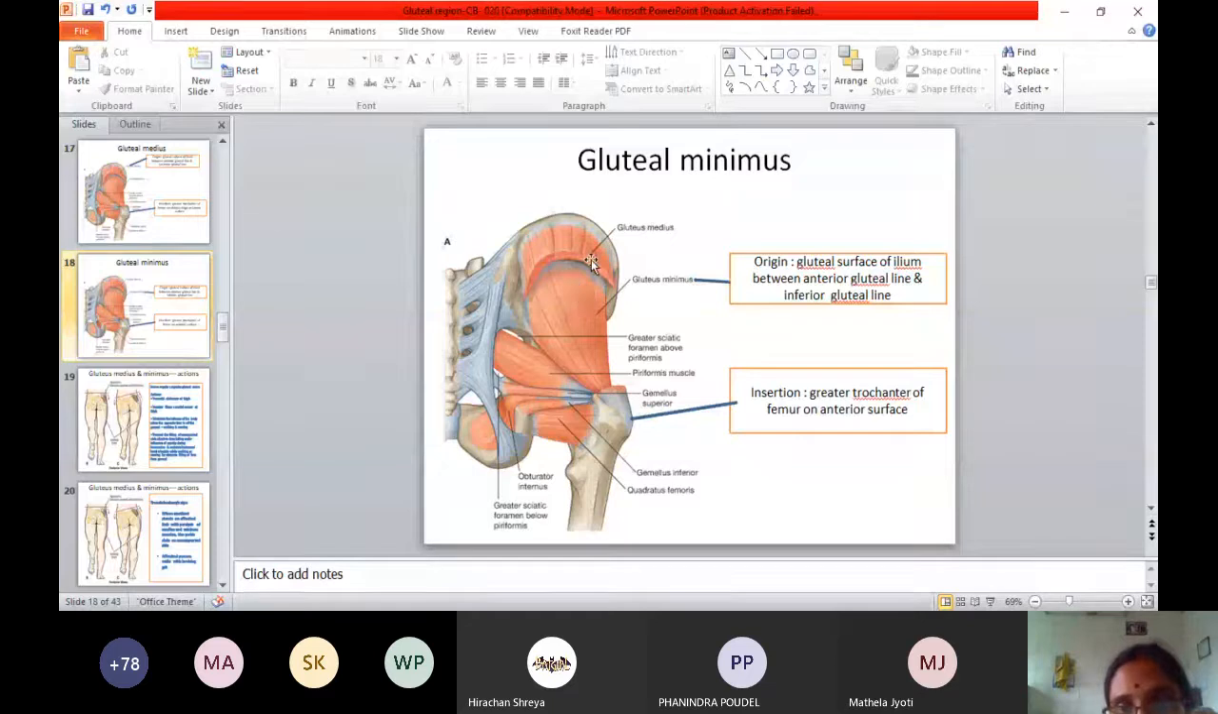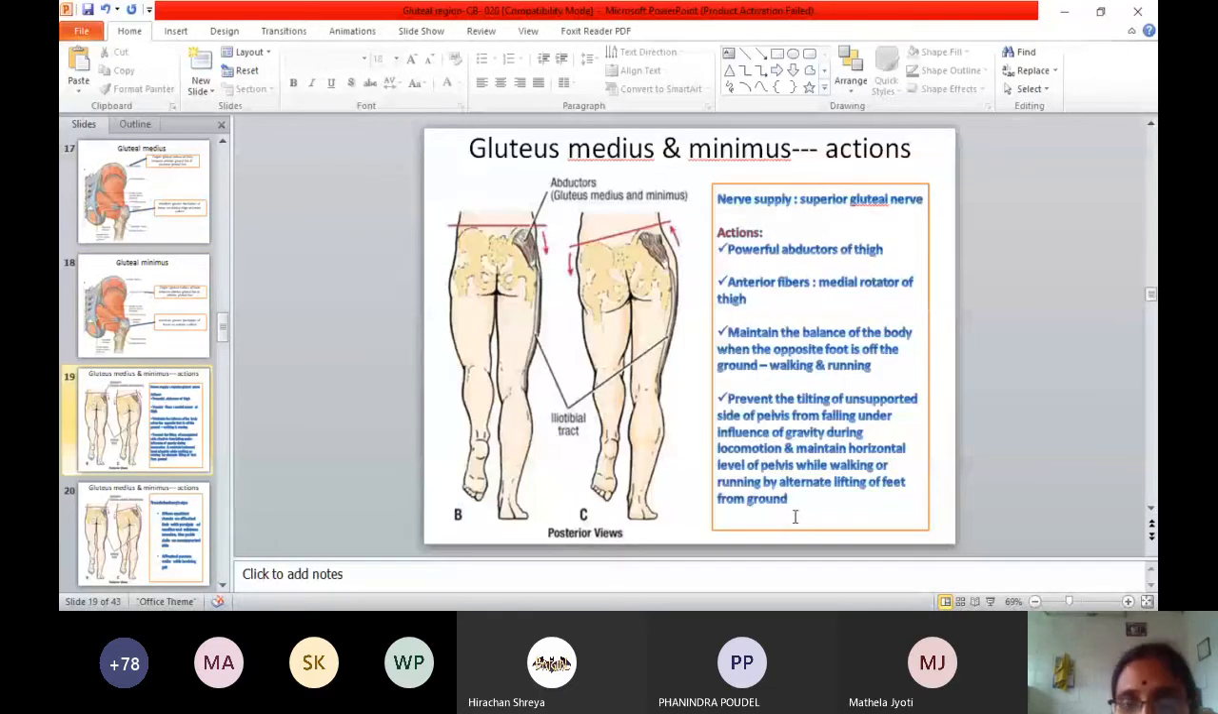The action of gluteus medius and minimus is from insertion to origin. What is the insertion? Greater trochanter. Origin is in the bone. Which bone? The gluteal surface of the ilium. So when they contract, they act together. The action is the same for both muscles. It is very, very important. If you do not understand, unmute your mic and ask, okay? The nerve supply of these two muscles is the superior gluteal nerve. Gluteus medius and minimus are innervated by the superior gluteal nerve, whereas gluteus maximus is innervated by which nerve?